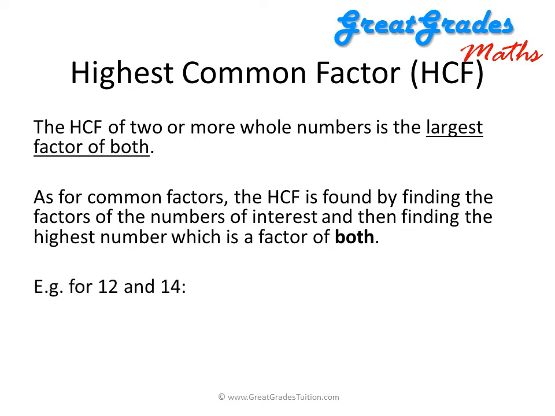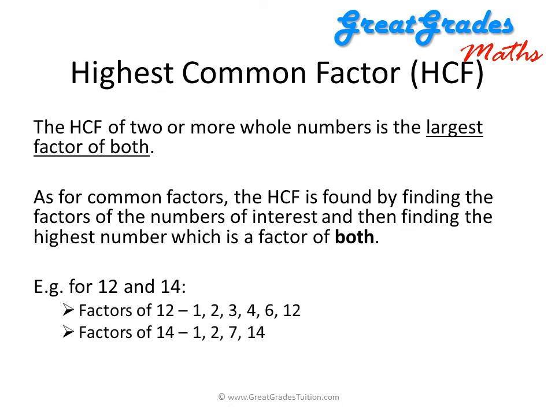So again, going back to our example of 12 and 14, we found the factors of 12 and we found the factors of 14 previously. And so the highest common factor is the factor that they both have in common that is the highest number. And so we found all the common factors between 12 and 14, they were 1 and 2, and so the highest common factor is the number 2.